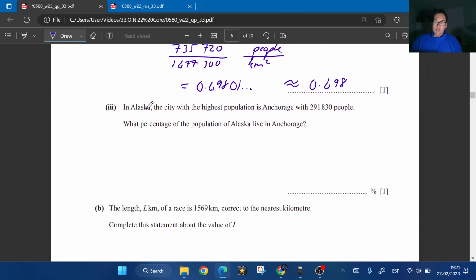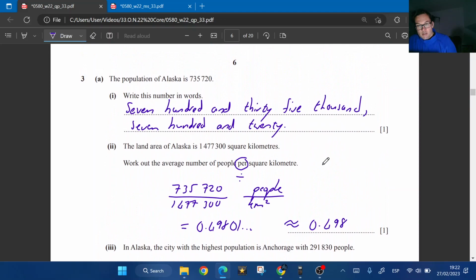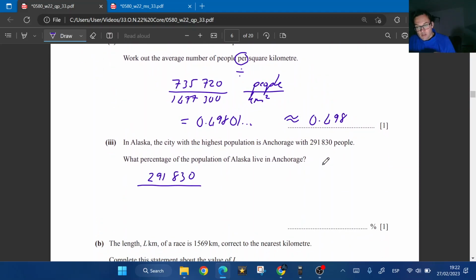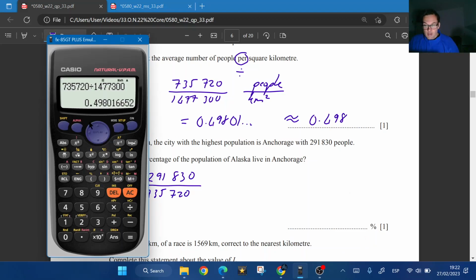Right, Anchorage got 291,830 people. What percentage of the population of Alaska live in Anchorage? So first we need to write that 291,830 out of the total, which was 735,720. Now we're going to do that on the calculator.